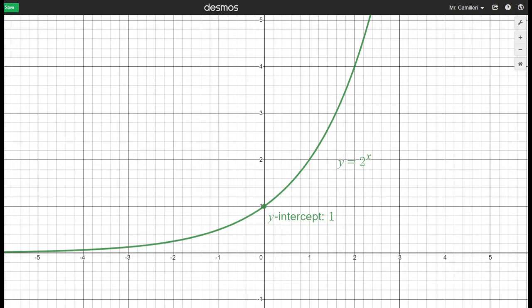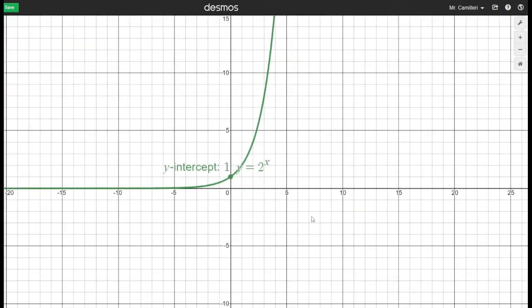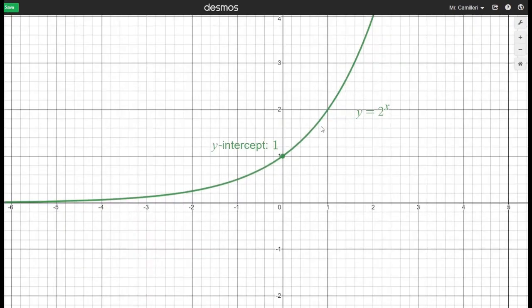We can also see that if we zoom out, there's a horizontal asymptote, which is a line that the curve approaches but never quite touches. So if we keep going to the left, the curve gets closer and closer to that line. And that line is y equal to 0.